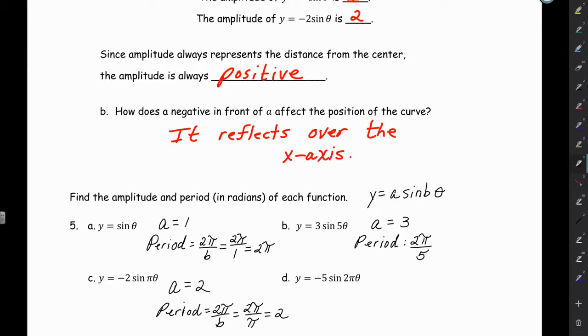All right. Letter D, amplitude is equal to 5. The distance from the center is 5. And the period's going to be 2 pi over B.